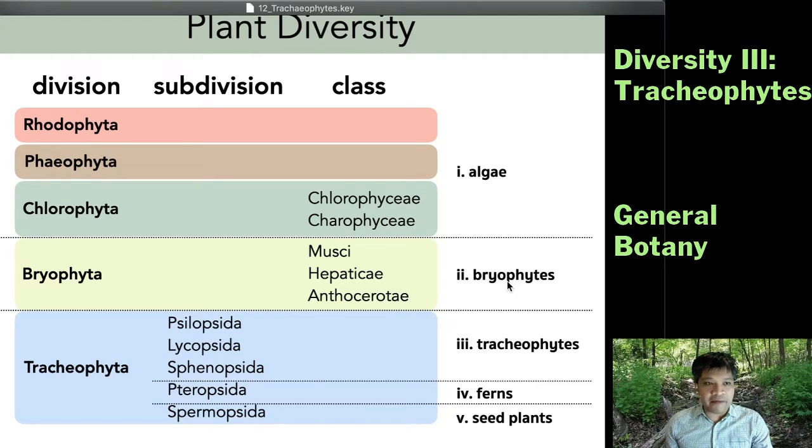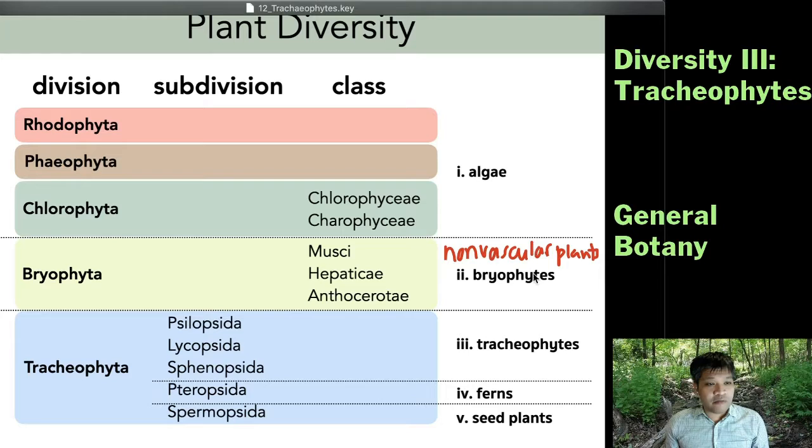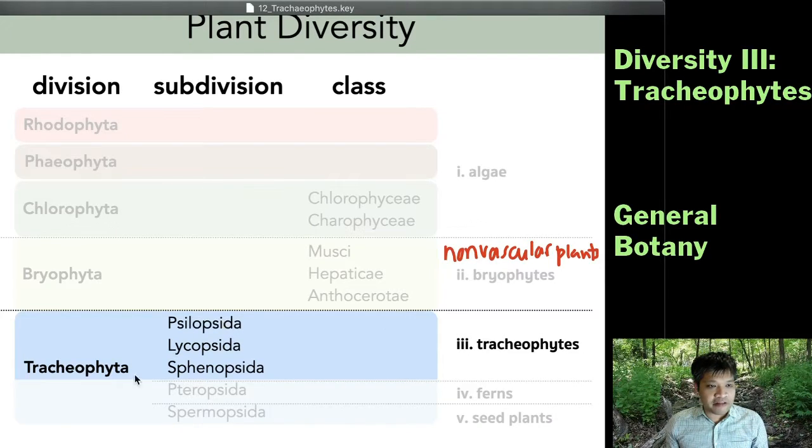So let's review what we have so far. We have talked about the algae, the photosynthetic organisms that live mostly in the water. And last week we talked about bryophytes, which are the non-vascular plants, so these don't have vascular tissue. And now we're going to move forward to the tracheophytes. From this week we're going to focus on the first half of the tracheophytes, in these three subdivisions.